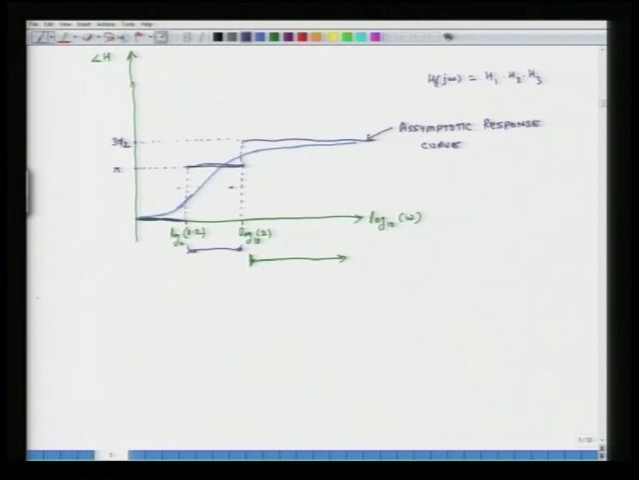So, this is how we can construct Bode magnitude plots and Bode phase plots for transfer functions, which can be broken up into individual poles and zeros. And once we have an individual curve for every single pole and every single zero, then all we have to do is add these up, and we get a Bode magnitude plot, and we also get a Bode phase plot for the original transfer function, which could be a combination of several individual pole and zero related transfer functions.